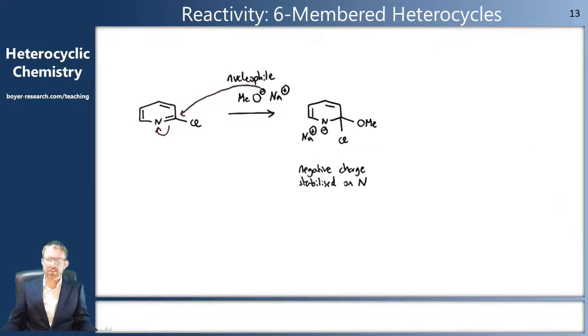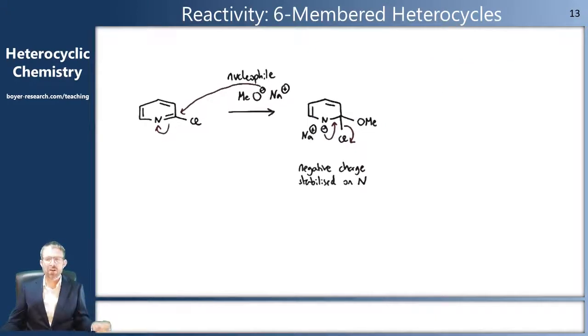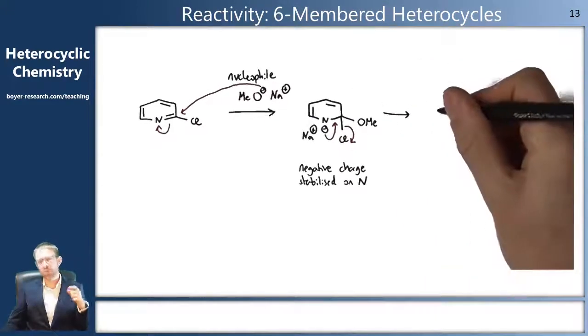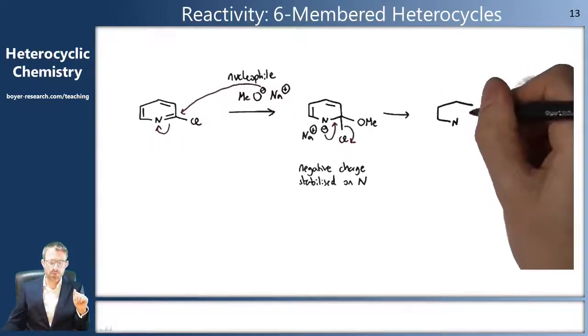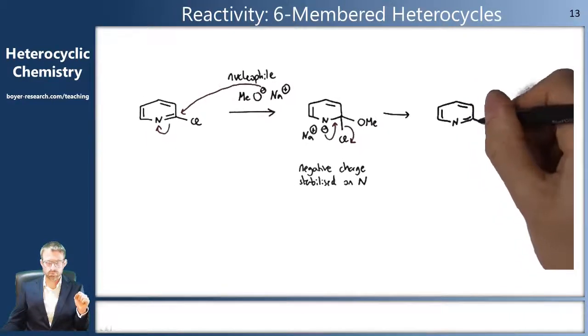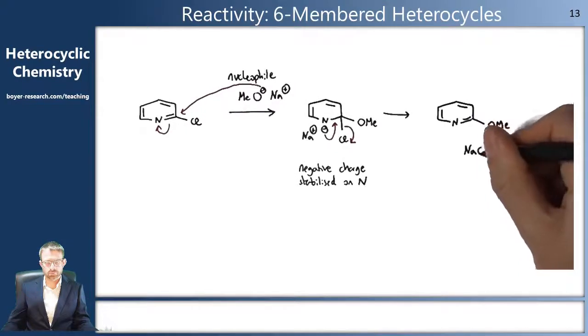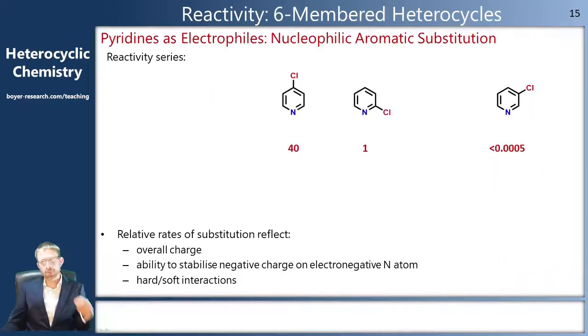Aromaticity in the system by taking that negative charge, pushing it back in and losing the good leaving group of chloride. And that means we're able to swap our nucleophile, in this case OMe-, with our leaving group Cl. So if we look at the rates of reactivity, we can see that taking the 2-chloropyridine as a benchmark, our 4-chloropyridine is slightly faster, but both of them are significantly faster than the 3-chloropyridine.